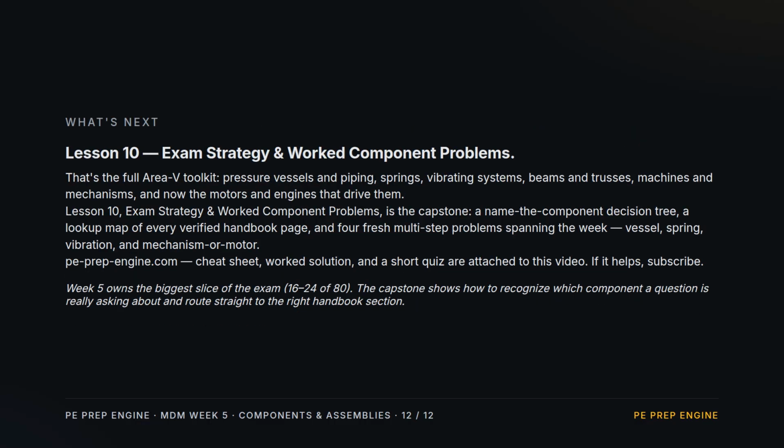Next up, Lesson 10, Exam Strategy and Worked Component Problems. This lesson finished the Area 5 toolkit with the drivers of a machine. The capstone pulls the whole week together. A decision tree to name the component a problem is really testing. A lookup map of every verified handbook page, and 4 fresh multi-step problems across vessels, springs, vibration, and mechanisms or motors.